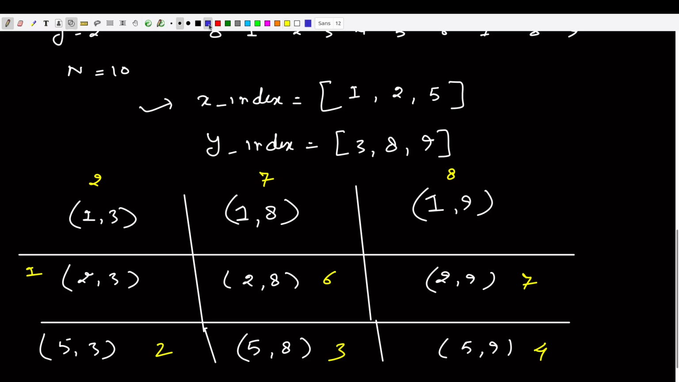Well, the minimum distance is this, right? It will be given by this, and this will be our answer. Okay, so that's about the brute force solution.